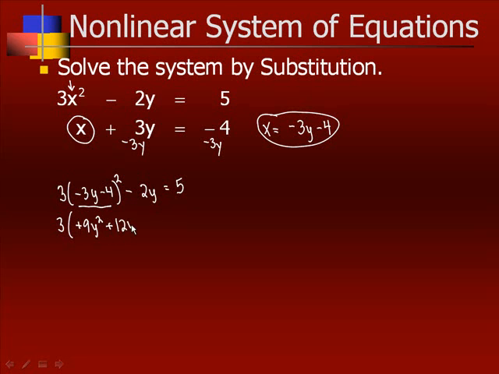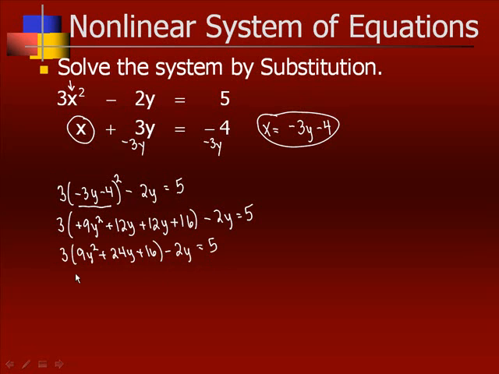Outer 2 would give us a positive 12y. Inner 2 would give us a positive 12y. And the last 2 would give us a positive 16 minus 2y equals 5. Okay, now when we go through, let's simplify a little bit. We've got 9y squared plus 24y plus 16 minus 2y equals 5. Now distributing by 3, we get 27y squared plus 72y plus 48 minus 2y equals 5.